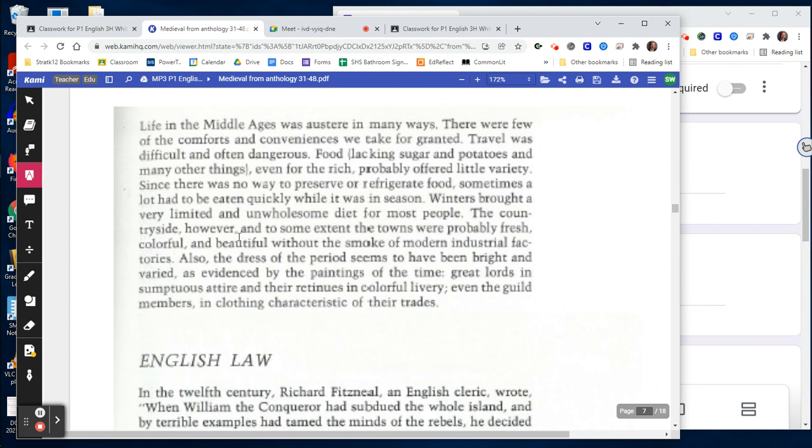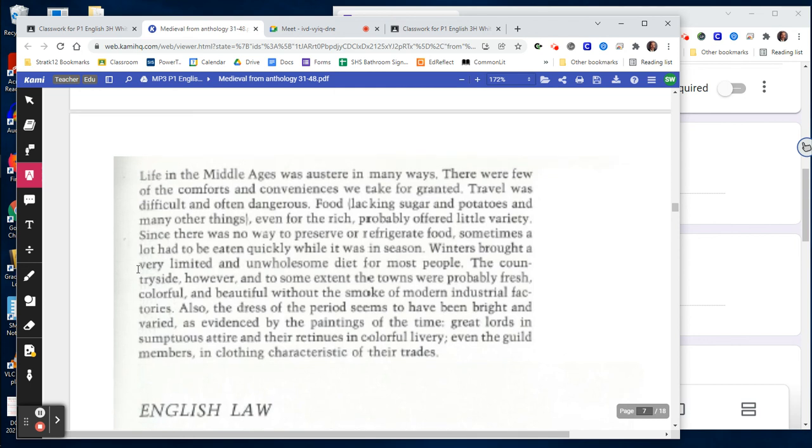The countryside, however, and to some extent the towns, were probably fresh, colorful, and beautiful without the smoke of modern industrial factories. Also, the dress of the period seems to have been bright and varied, as evidenced by the paintings of the time. Great lords in sumptuous attire and their retinues in colorful livery, even the guild members in clothing characteristic of their trades. I'm going to underline a couple of things.